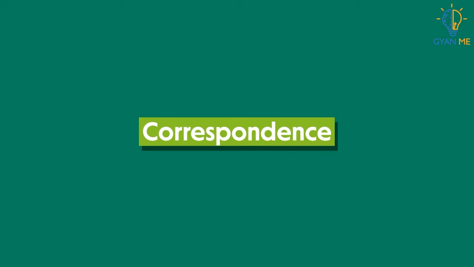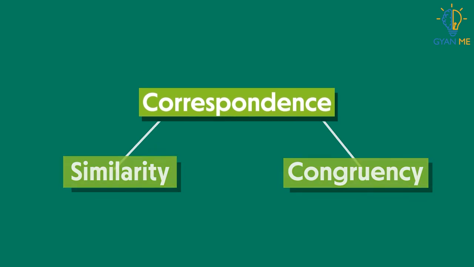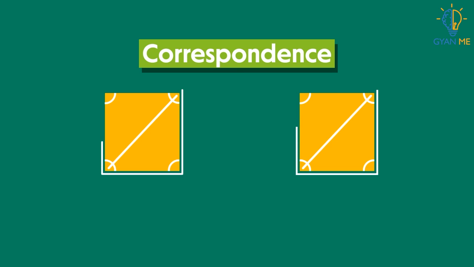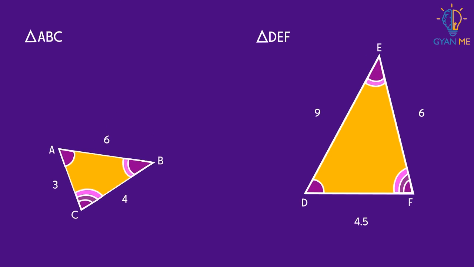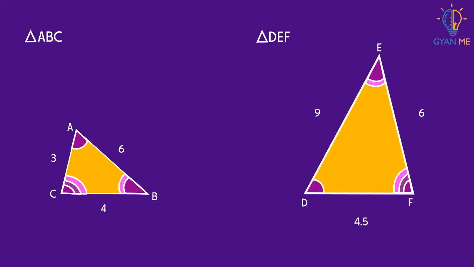So students, from here we know that correspondence is very important for similarity and congruency of figures. And for finding correspondence, look for equal angles and equal sides between two figures. Now if we take our case 2 again, where two triangles were similar, if we rotate one of the triangles, can we say both these triangles are still similar? Yes, they are still similar because in any condition, their shape is not changing. That is, their corresponding angles are remaining the same even though their positions are changing.